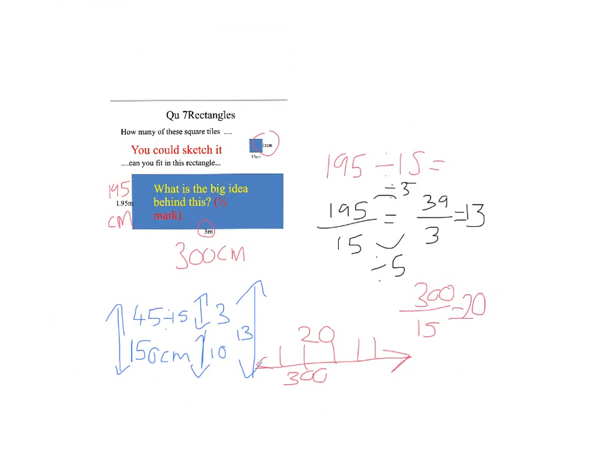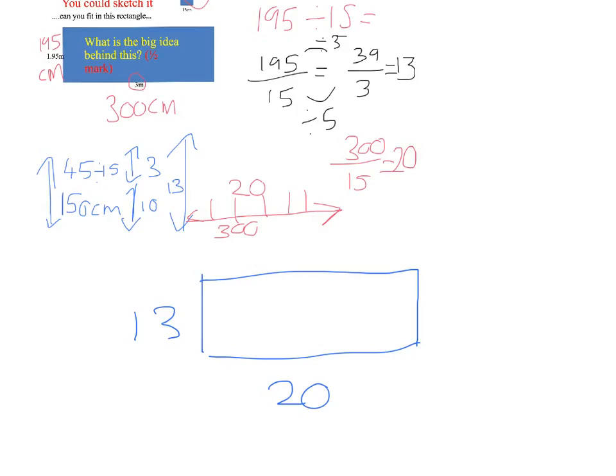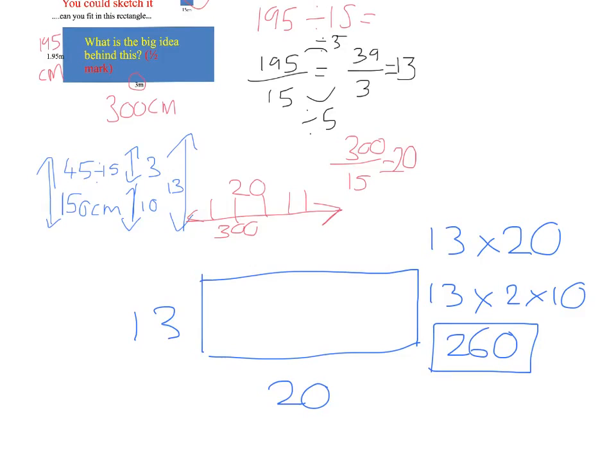So if we think about what we now know then, from that same rectangle we said we could fit 13 in the width and we could fit 20 in the length. So that question's not quite complete. We want to know altogether how many you could fit inside. So the last calculation to do is 13 times 20. We know that that's the same as 13 times, well 20 is just 2 times 10. So 13 times 2 is 26, times 10 again is 260. So our end answer should be 260.